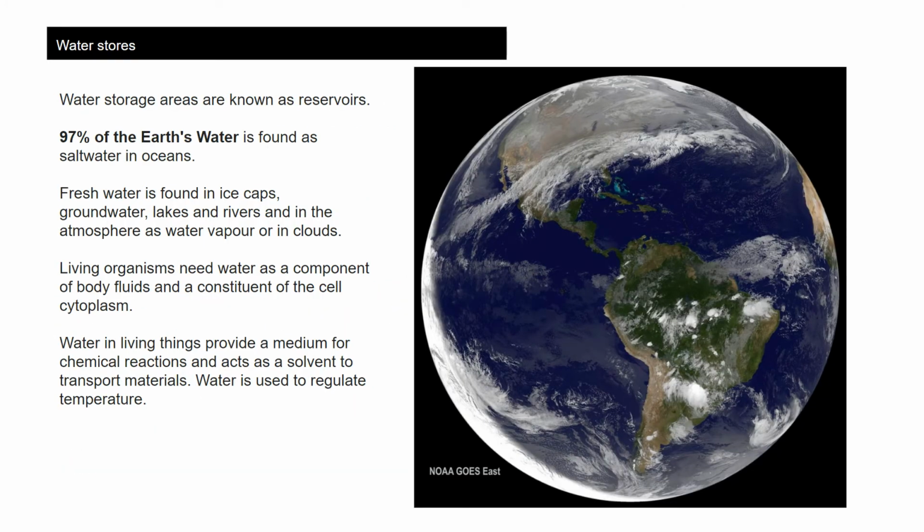Okay, now we're going to look at the water cycle. So the last cycle was the carbon cycle, where we looked at how carbon atoms can move from one reservoir to another. Now we're looking at how water can move between reservoirs.